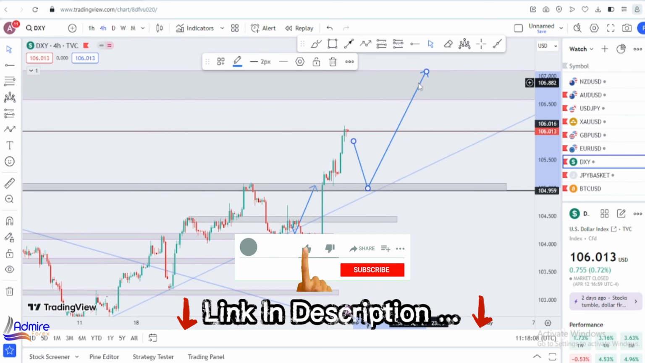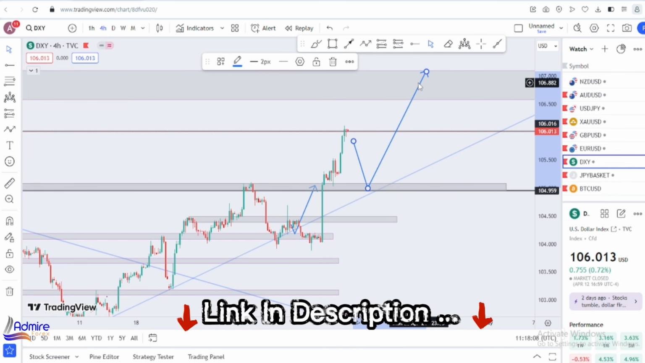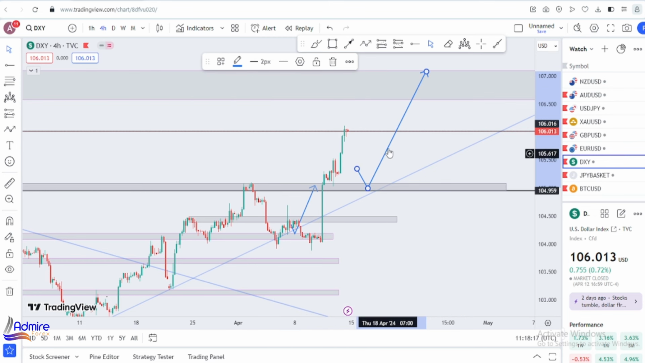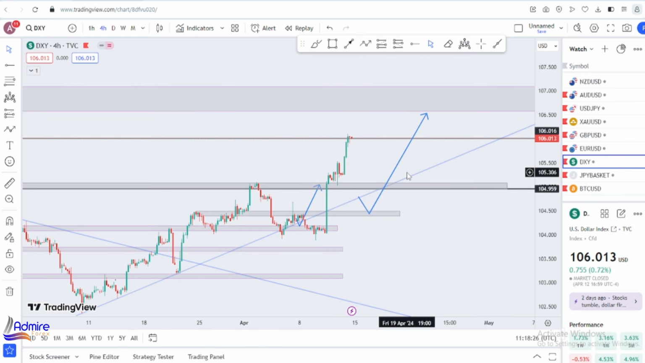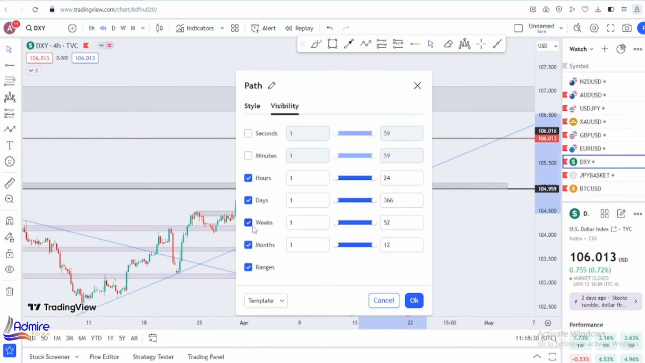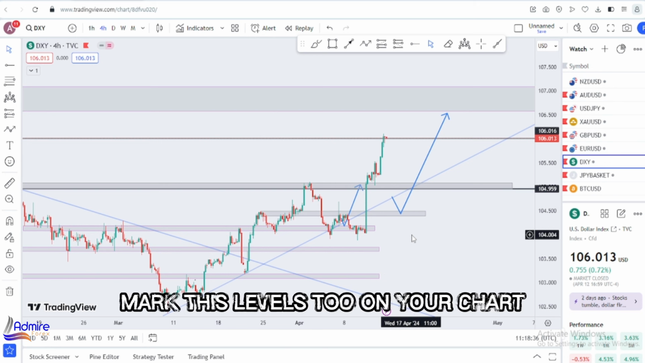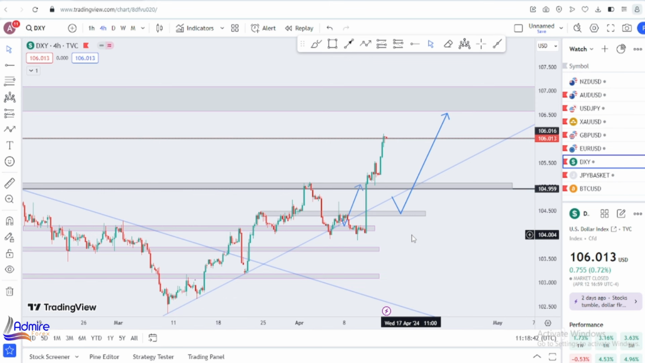Also, if price does not respect that area and we still have some deep bearishness, we should be looking out for price to go to the 104 area all the way to the upside. Those are the two levels I will be looking out for price bullishness to the upside for the DXY. You guys know that the DXY is used to gauge the inverse or direct correlations with other pairs like the EUR/USD, GBP/USD and the rest. That's it for the DXY.